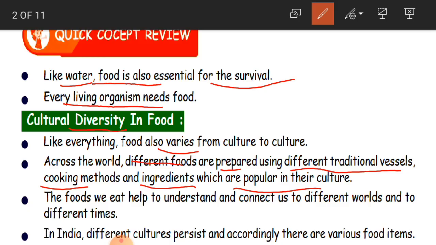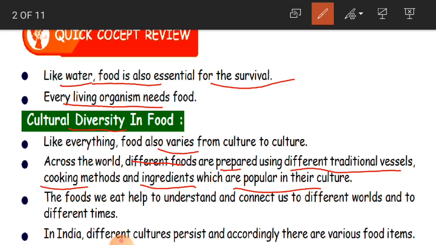And ingredients, children, what are they? They are the things which we use to make that particular dish. Dish is nothing but a recipe. So ingredients are also different. All these, different dishes, different cooking methods, different ingredients, are popular in their culture. People use those which are popular according to their culture to prepare different foods.